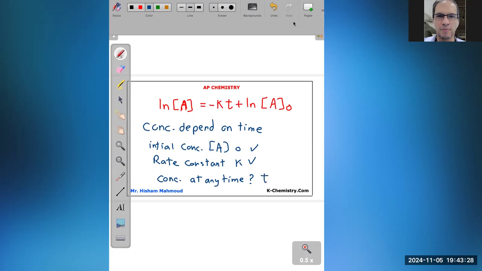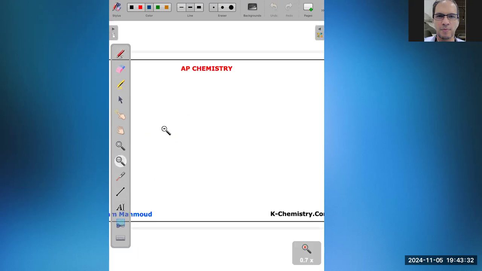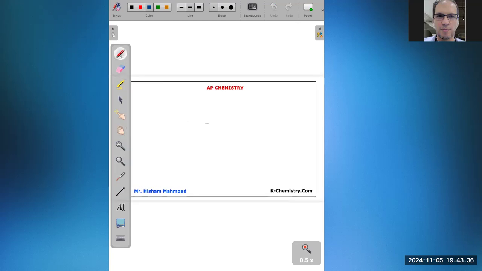What if I put this in a graph? I want to see how it will look inside a graph. Why? Because we can recognize the order. This is the good thing about the integrated rate law. If you draw just the graph of the experiment, I can tell you if it is zero order or first order or second order just by looking at the graph.